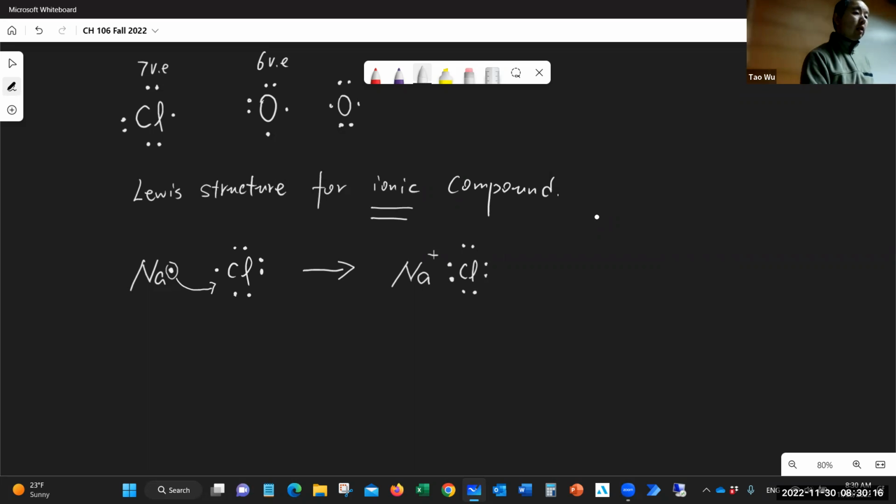And why do they do this? Because 8 is a magic number in chemistry. If you have 8 dots on the outside of these elements, the element is in its most stable form. All the elements, no matter what kind of elements, always try to have 8 electrons on the outside.